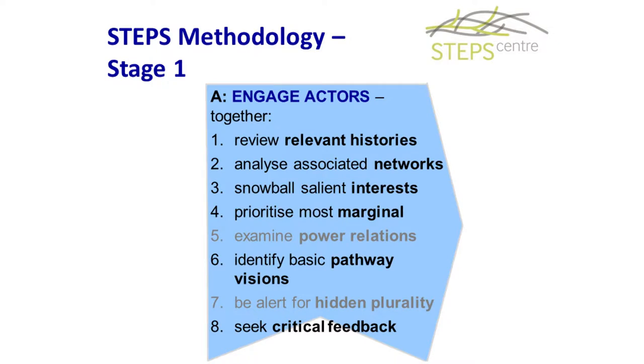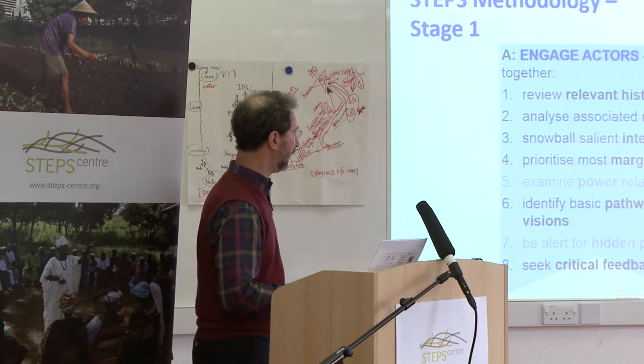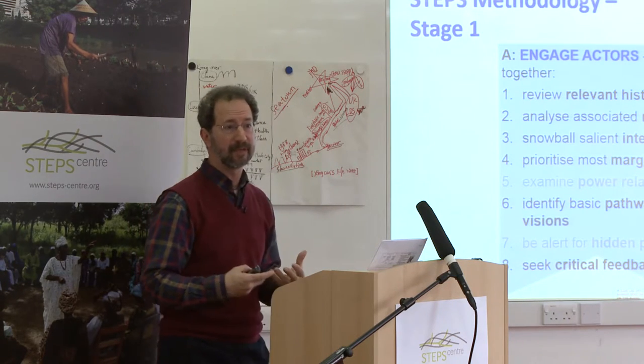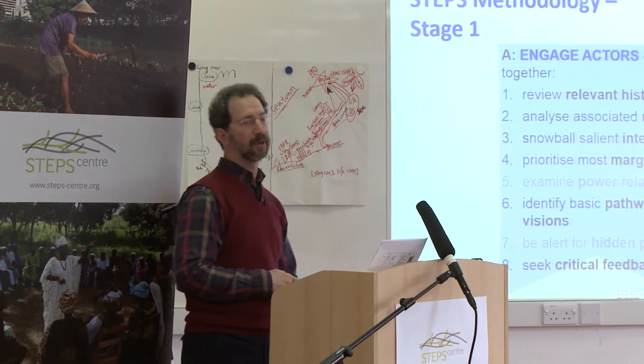In terms of step one, engaging with the actors, we didn't necessarily do everything, but a lot of those highlighted here in the bold were things that we attempted to get at, from reviewing the relevant histories, analyzing the networks, identifying some of the salient interests, prioritizing the most marginal in some settings. Certainly number six, identifying basic pathway visions, was fundamental to what we were trying to get at, seeking critical feedback through that process.